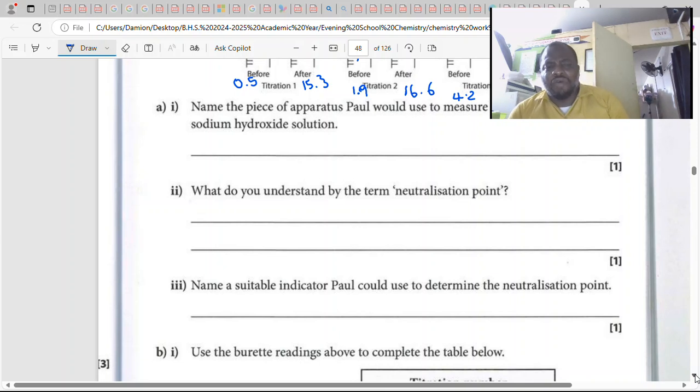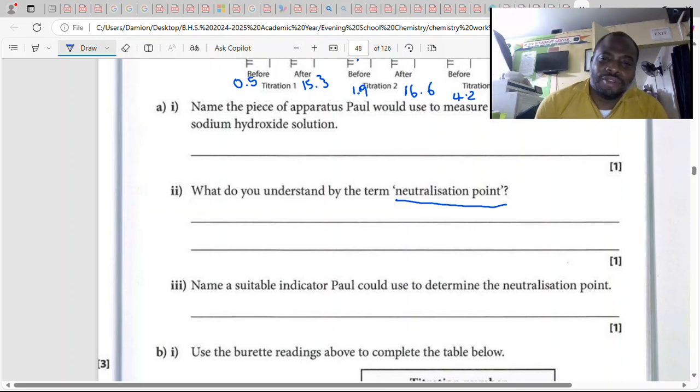It says, what do you understand by the term neutralization point? No. Neutralization. Oh, okay. All right, go ahead. No, not at all. Okay, wait. All right. Yeah. All right. Never mind. Because it's probably not on me. I think so. Never mind.